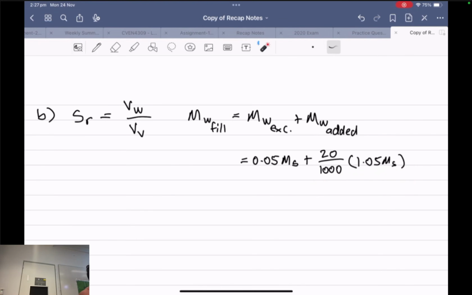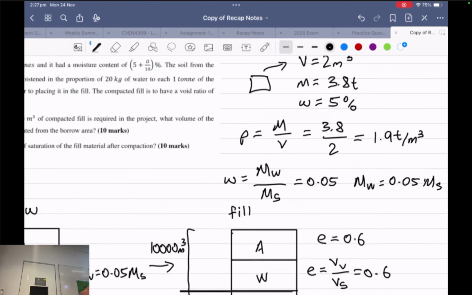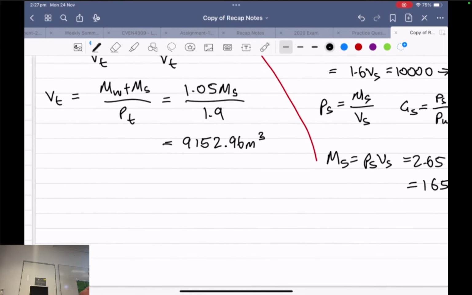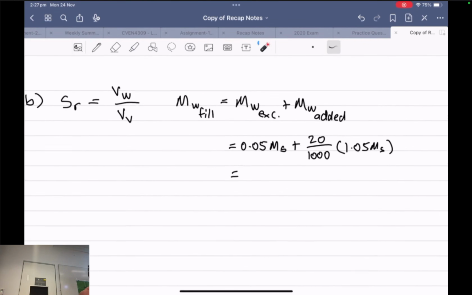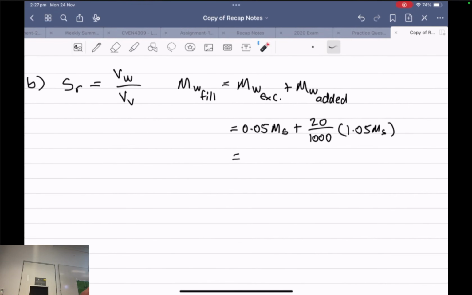Yeah? Okay. So if we calculate that, we already know mass of solid from the previous question was 16,562. So if you sub that in, you get the result. So that's the total amount of water in the fill, including the original amount of water and the added amount of water.